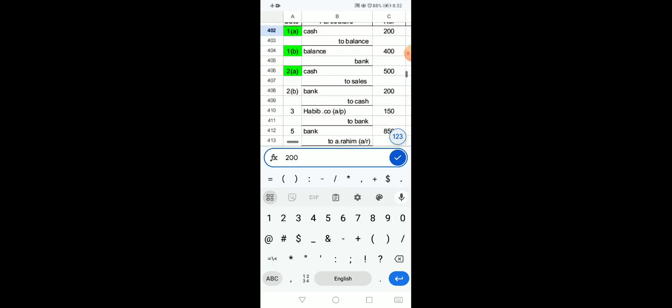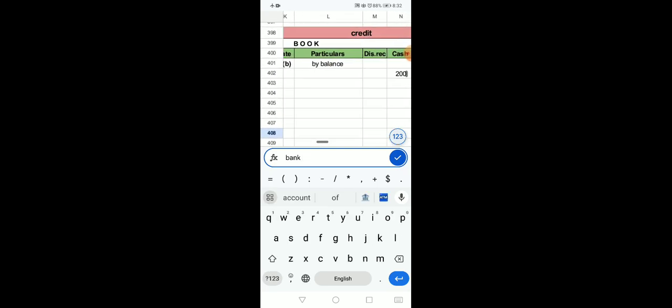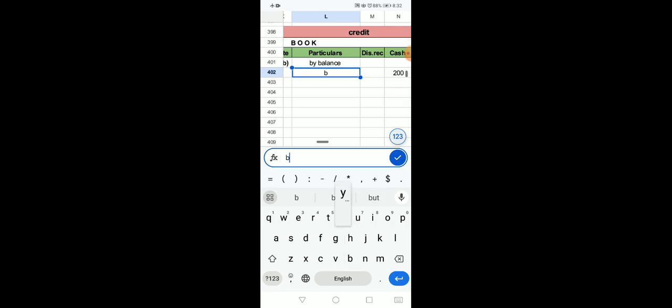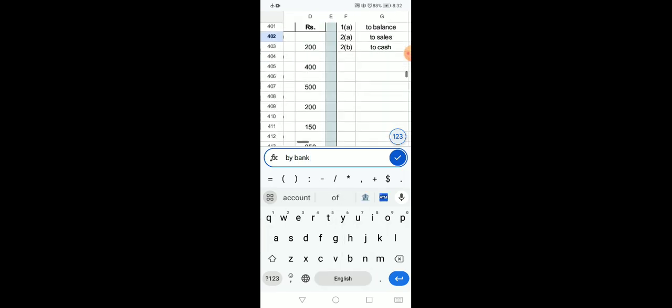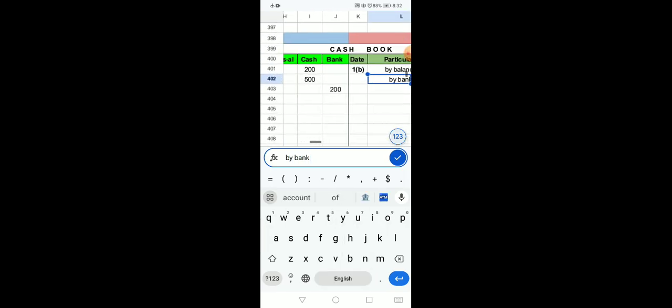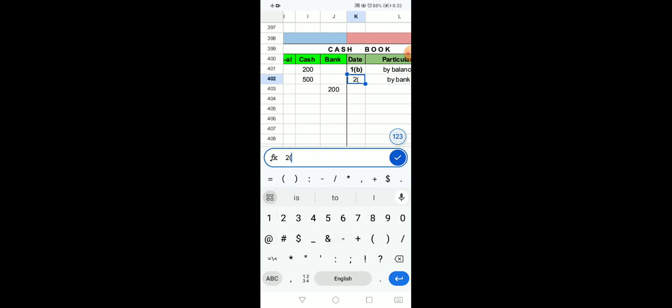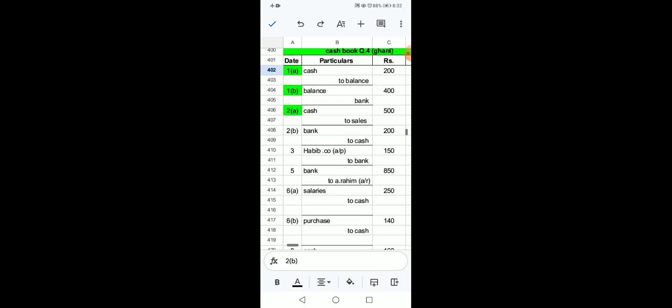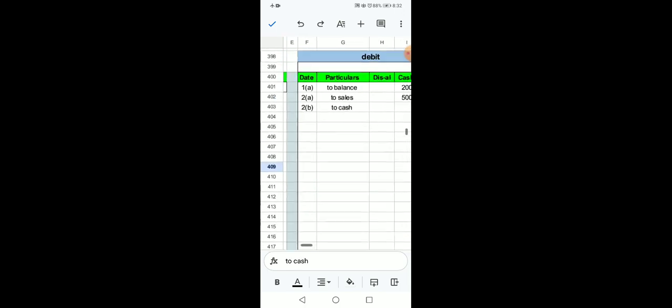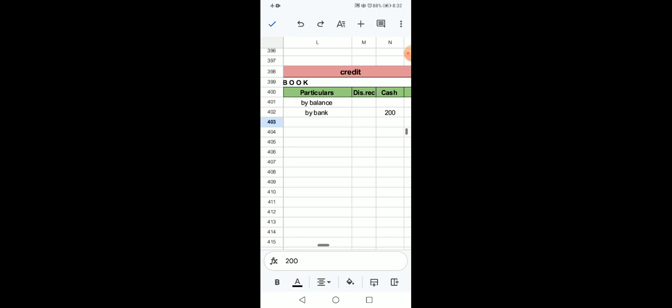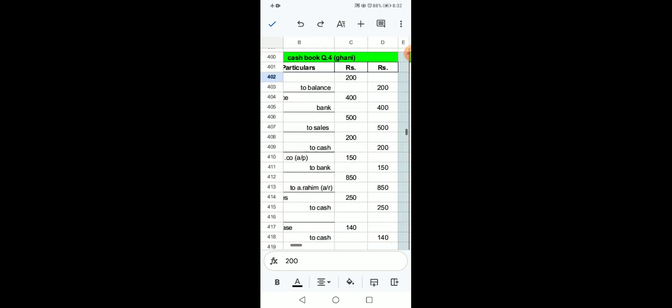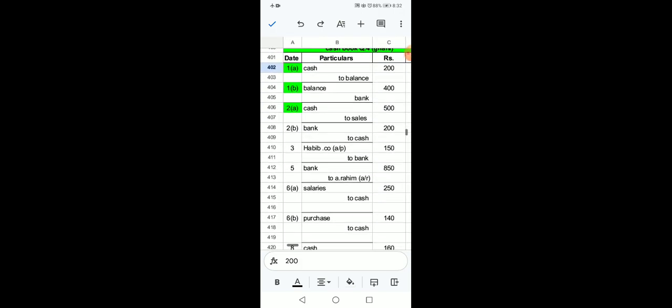Now see its reference. What is written on the opposite side of cash? That is bank. So just write down by bank in the particulars column. See the date, which is 2B. So you are supposed to write 2B over here. This way, entry number 2B had two elements. Bank we have debited by 200 and cash is credited by 200. Both elements have been posted. It means 2B is completed. Mark it as done.